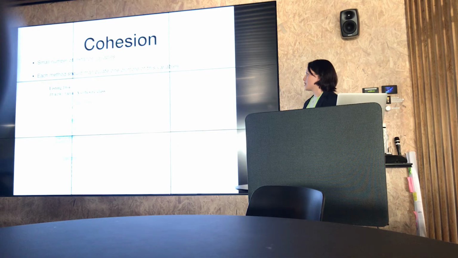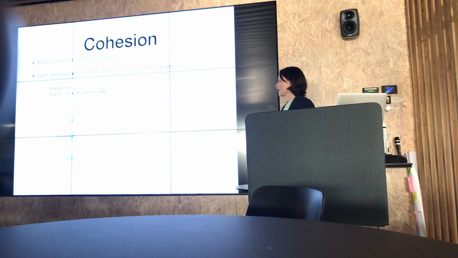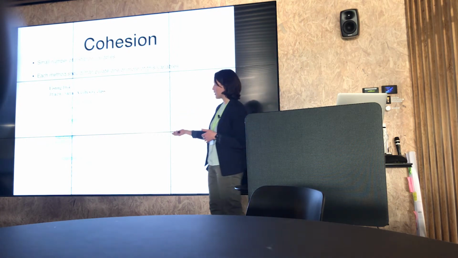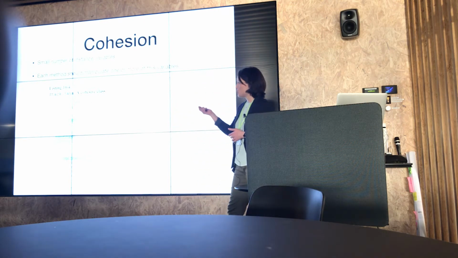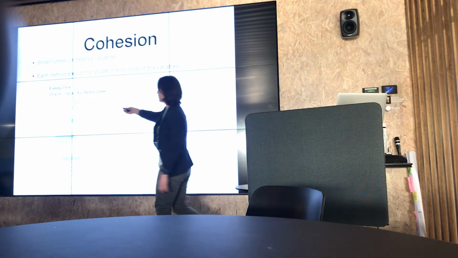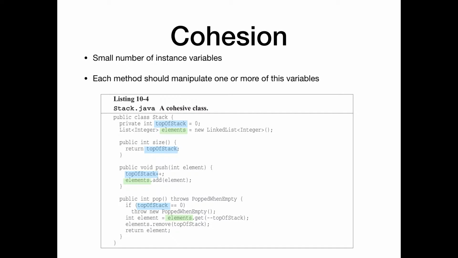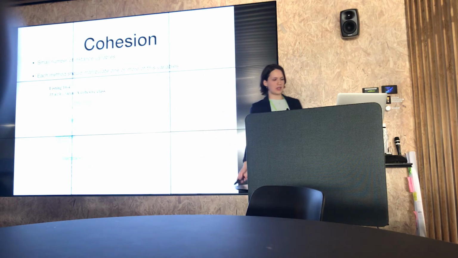The other principle is cohesion. It states that the class should have a small number of instance variables, and methods should use at least one or more of these variables. So this is an example of a very cohesive class. It has only two variables, and only one of the methods is not using both of them. So this is an example of a really, very cohesive class.